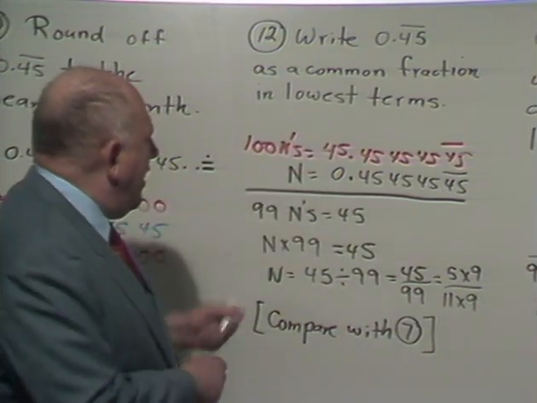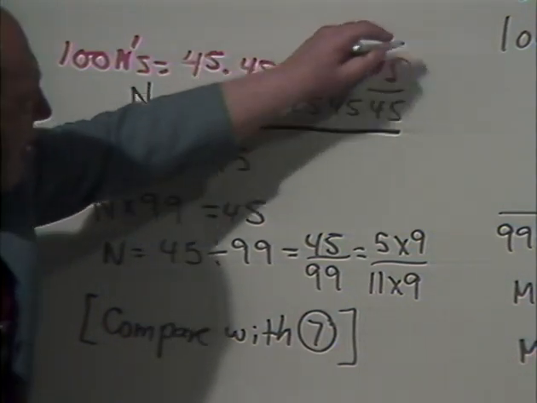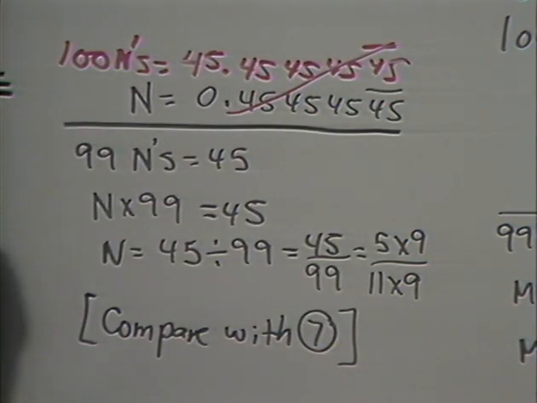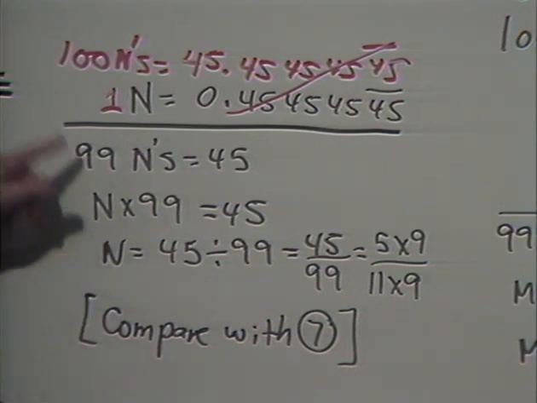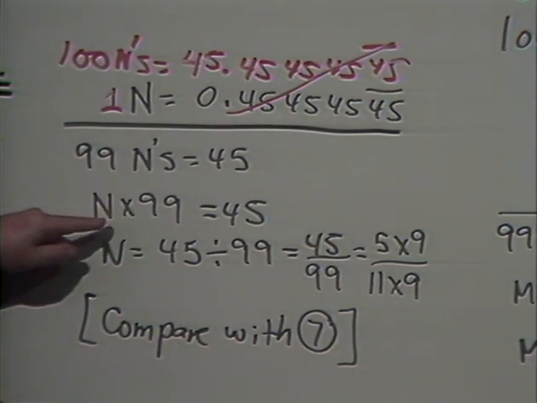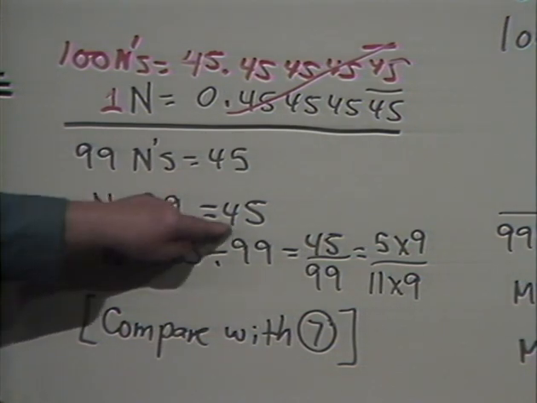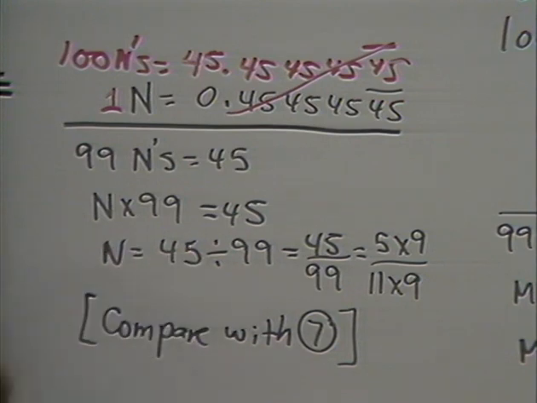Now watch what happens. If I subtract the bottom from the top, even though this is endless, since the 2 decimal parts are the same, they cancel. But if I subtract the bottom from the top here, I also have to subtract the bottom from the top here. And if I take 1n away from 100 n's, I'm left with 99 n's. So 99 n's must be equal to 45. 99 n's means the 99th multiple of n, that's n times 99. If n times 99 is 45, n must be what? 45 divided by 99, which as a fraction is 45 over 99.